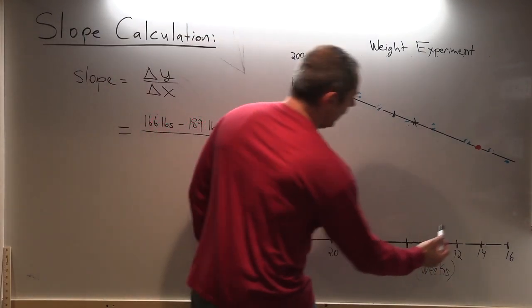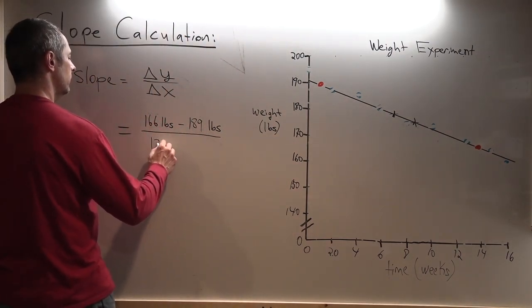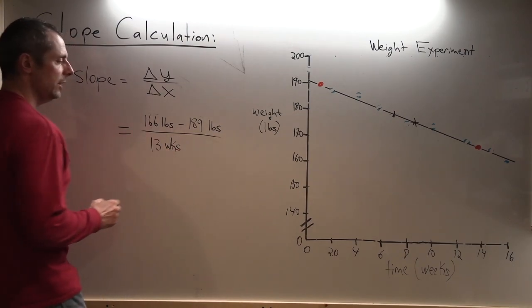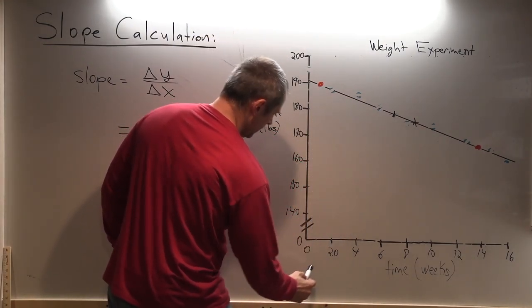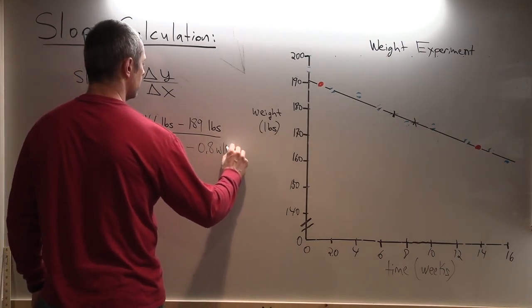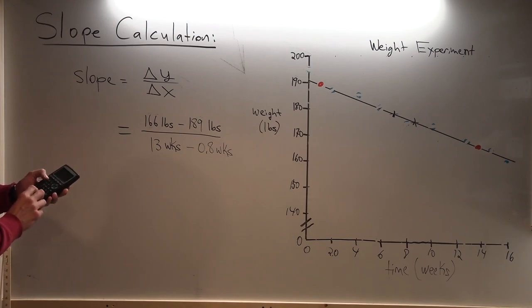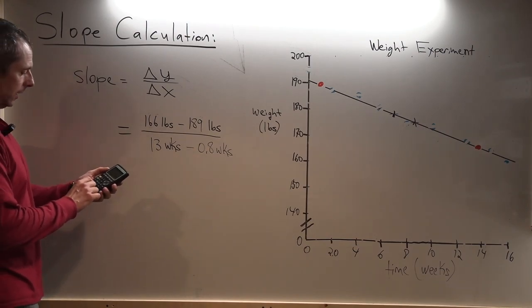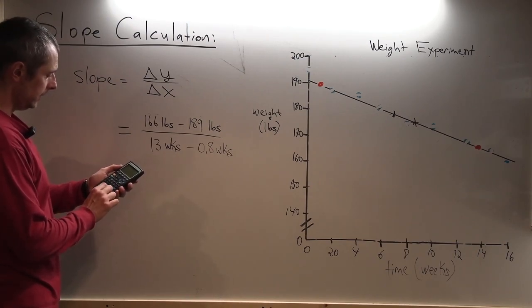Okay, the final x value looks like to me it's right around 13 weeks. Maybe I'll abbreviate it, WKS, that's fine. And then this one is about 0.8 weeks. So I have my numbers plugged in with the units, okay? And then I could just get a calculator out and say 166 minus 189 divided by 13. Oops, forgot a parenthesis.